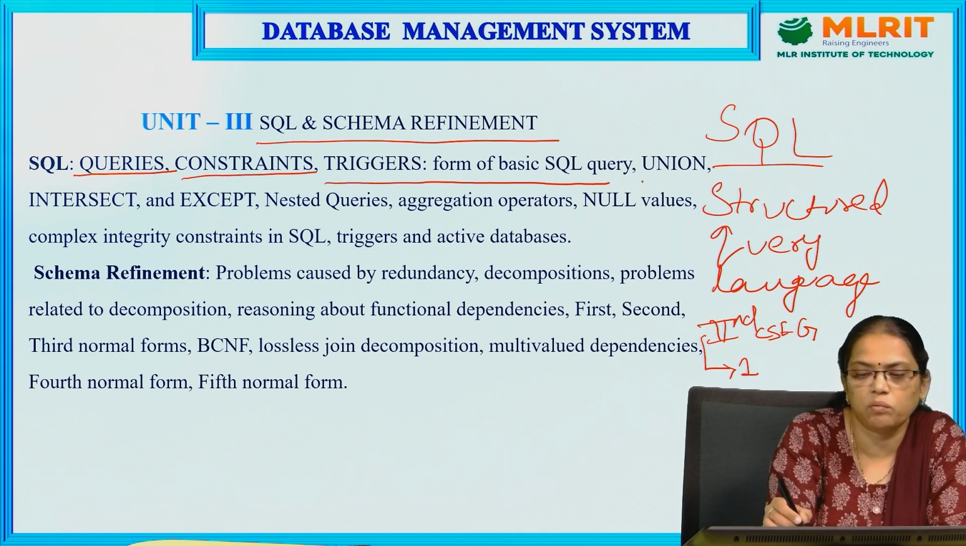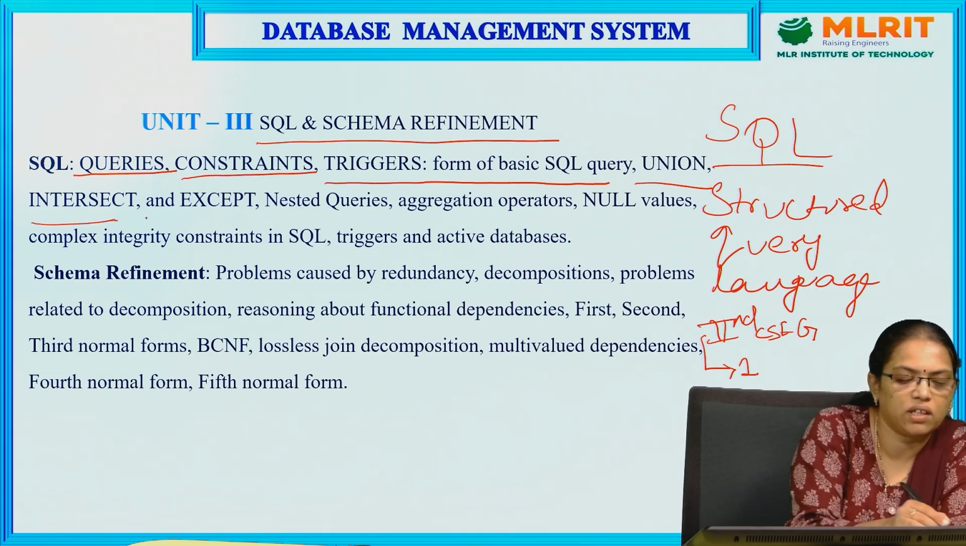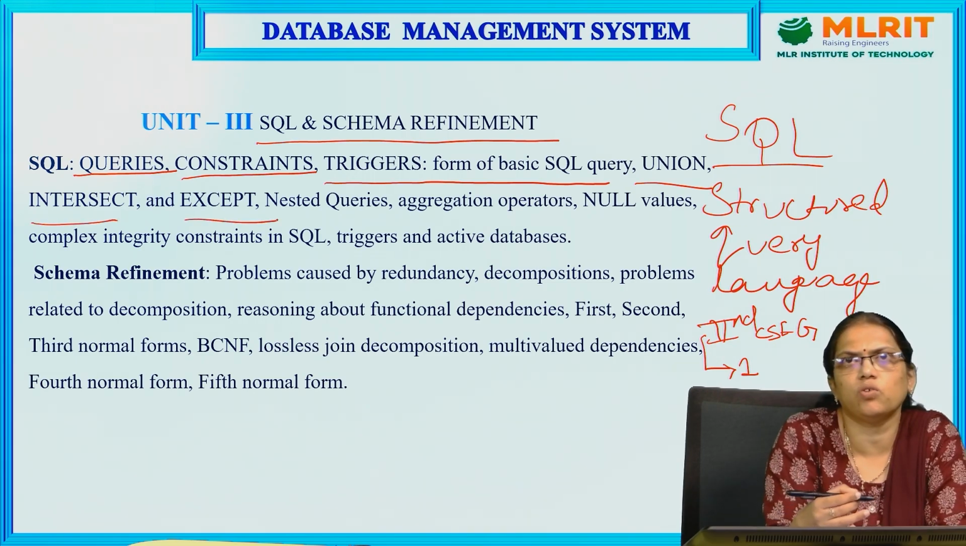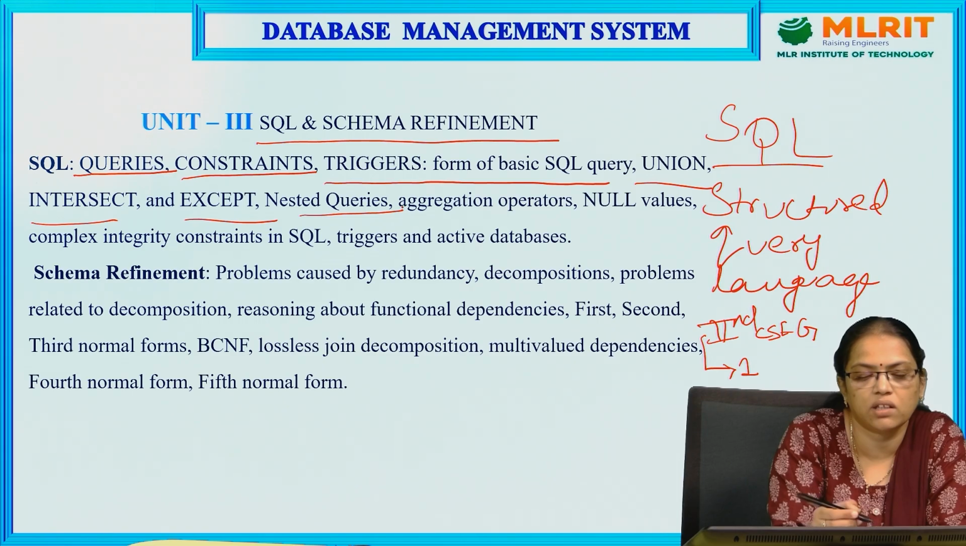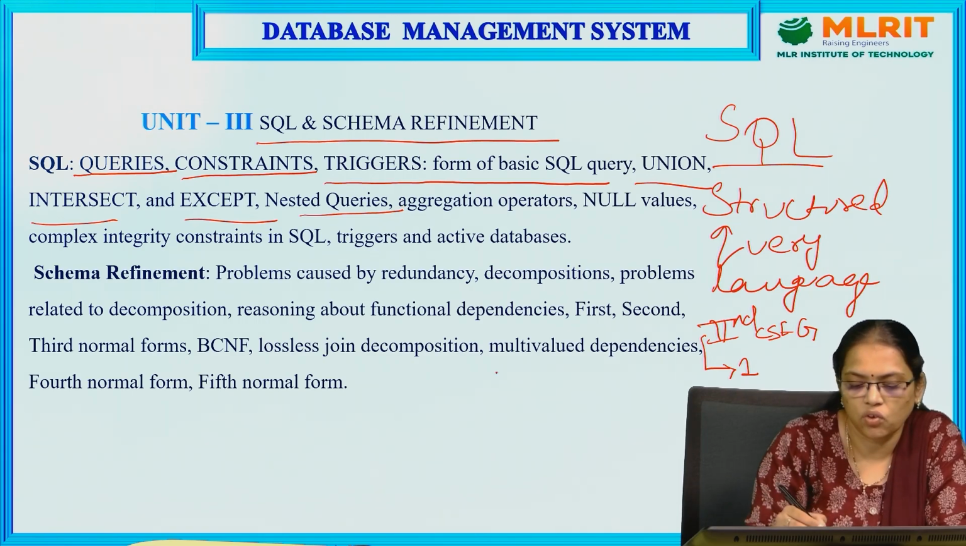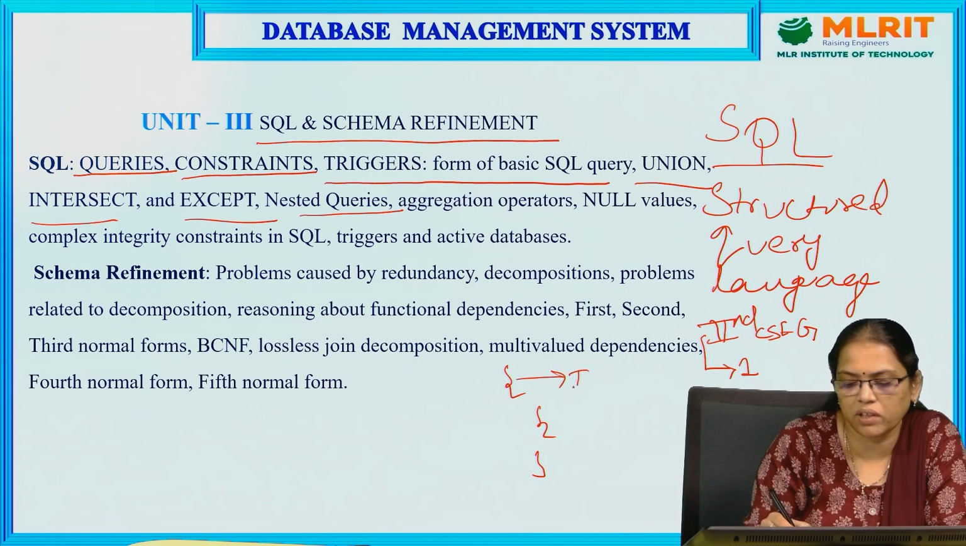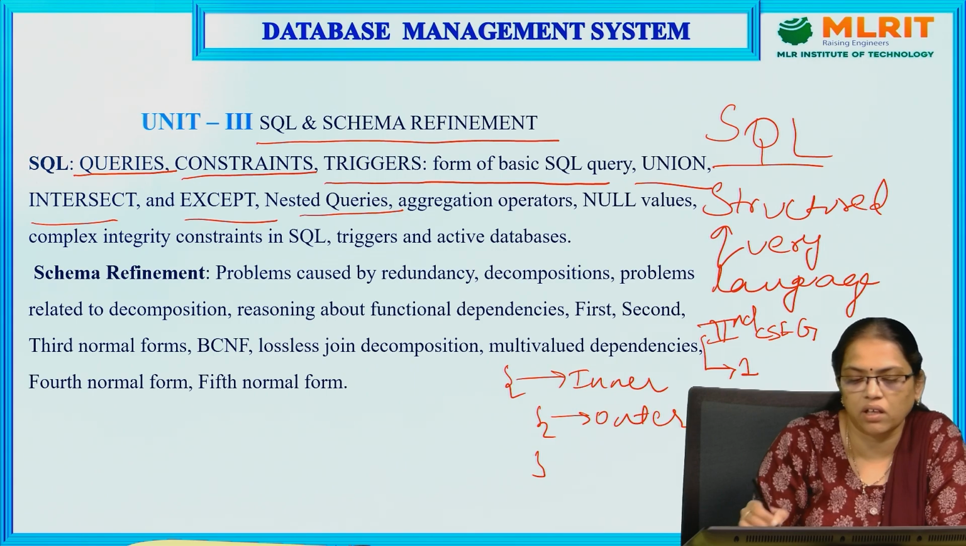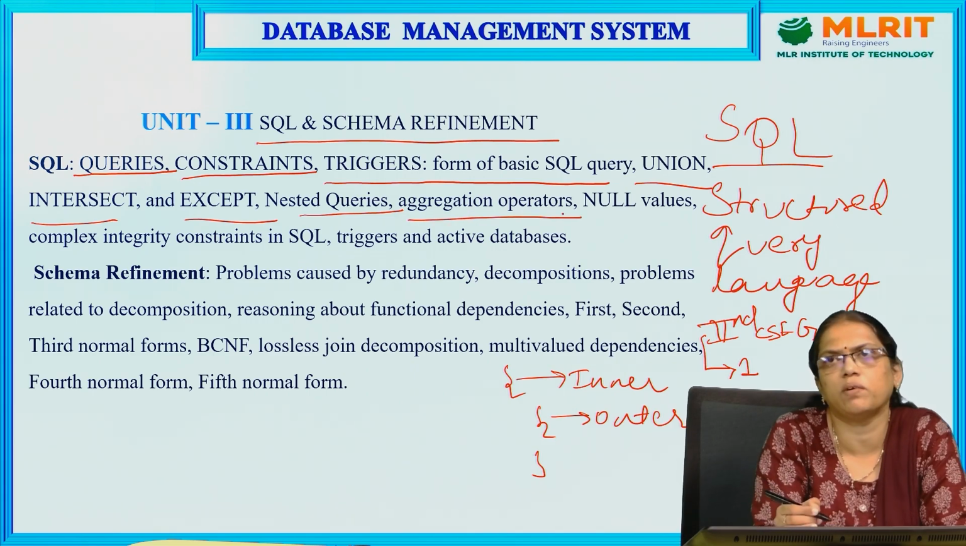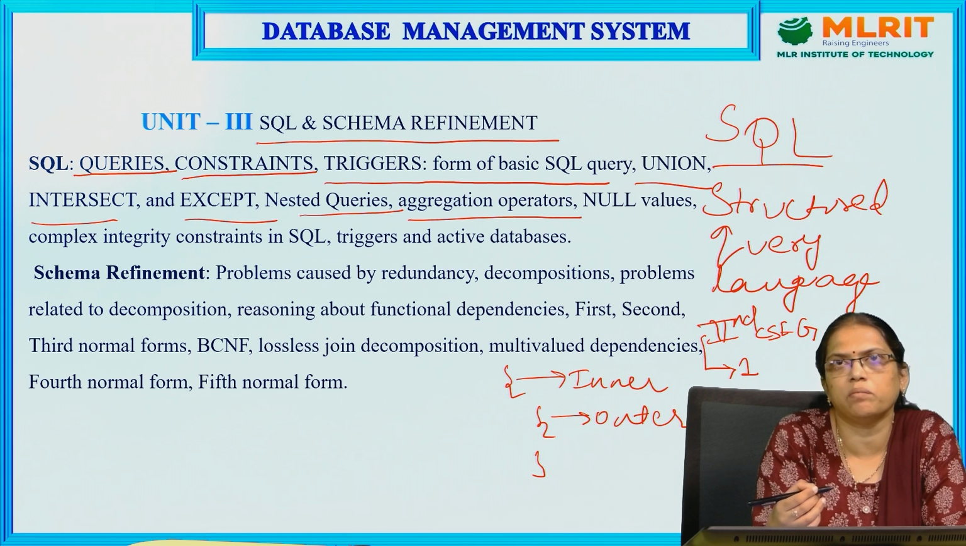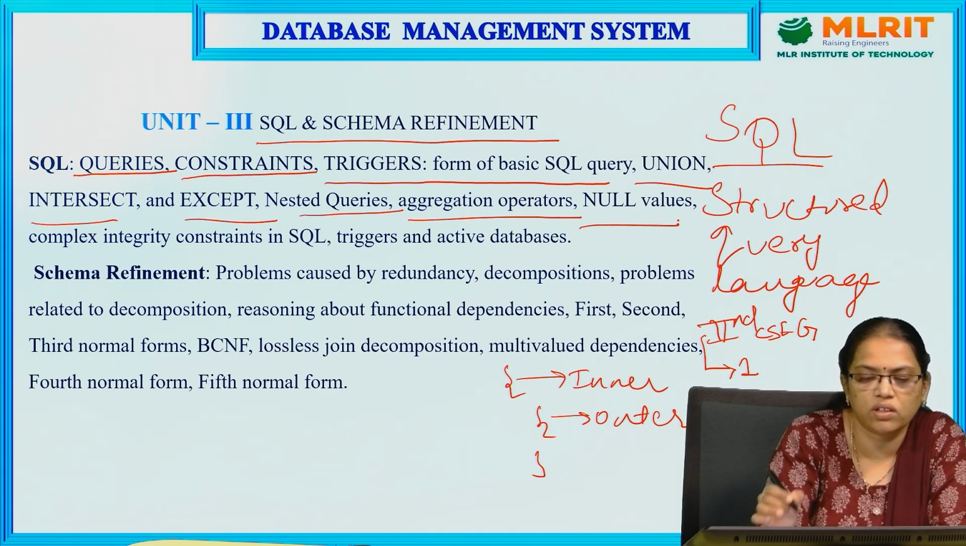In that we perform different operations like union, intersect and except. And also you have nested queries. Nested queries are nothing but queries within a query. You write one query, and within that you write another query. This is the inner query and this is the outer query. And we will be dealing with different aggregation operations such as sum, minimum, maximum. There are 5 aggregation operators: sum, minimum, maximum, total. Okay, null values, all this we will be discussing.